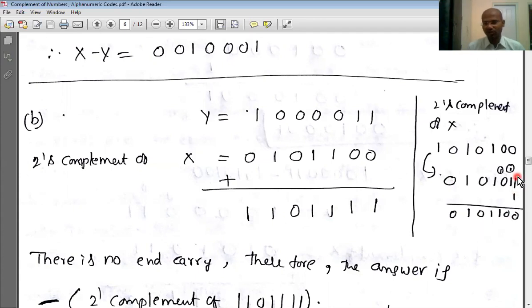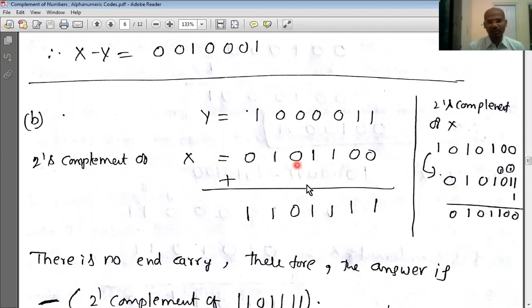1 plus 1 is 0, carry 1. And this carry 1 plus 1 is 0, carry 1. This one, okay, 1. And this 1, this 0, this 1, this 0. So 0, 1, 0, 1, 1, 0, 0. This is our 2's complement of x.